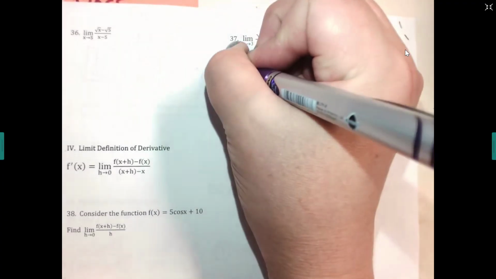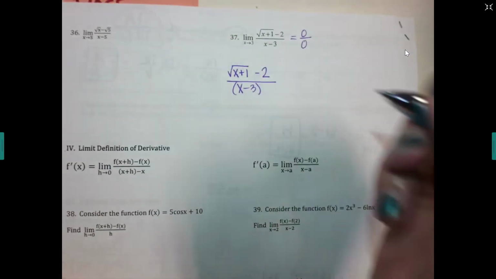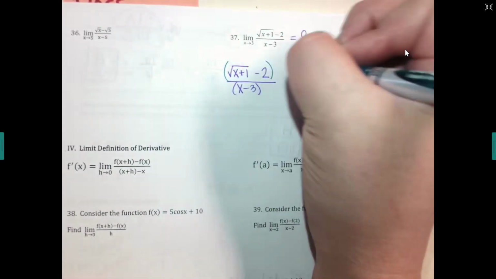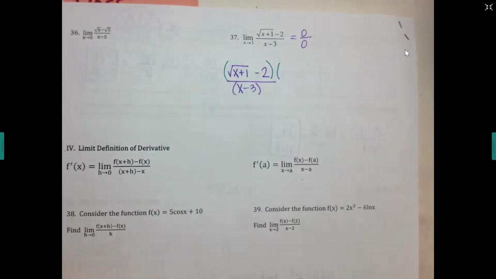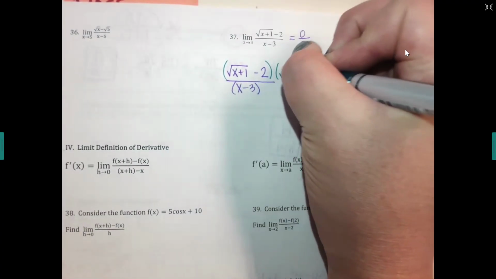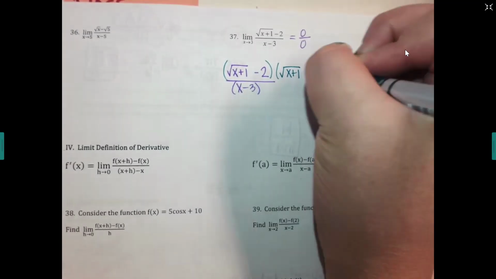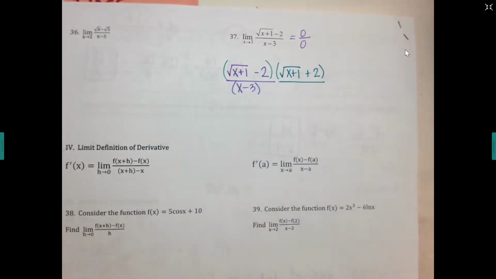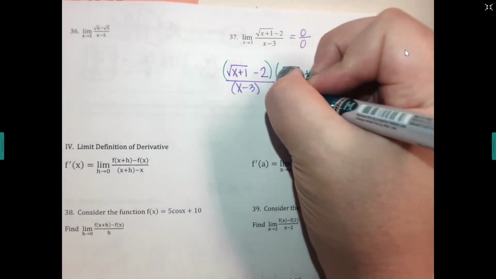So rewrite it. And remember, you're only going to use the conjugate on the part that has the square root. So what that means is that if the bottom is an x minus 3, I'm only doing the conjugate at the top. And remember, conjugate is where you just switch the sign. So if it's a root x plus 1 minus 2, I'm going to change it to a root x plus 1 plus 2. And if I times that on top, I have to also times it where else? On bottom.